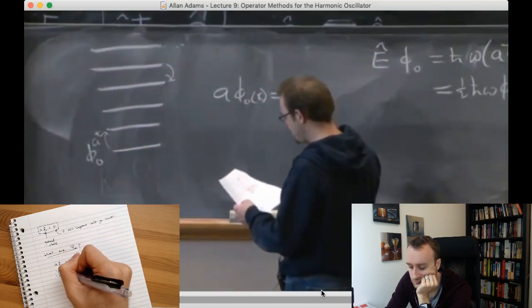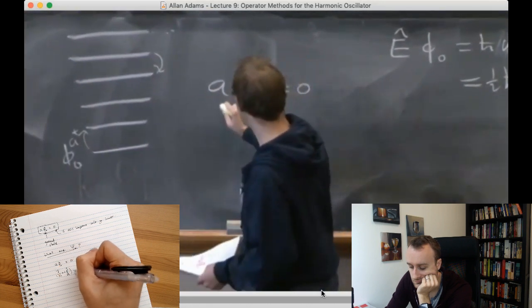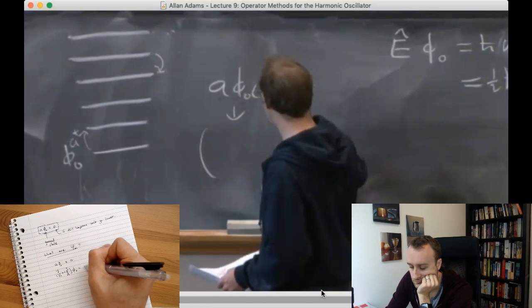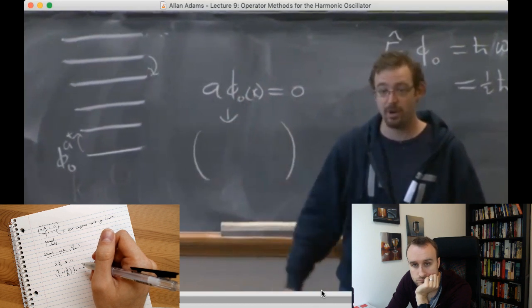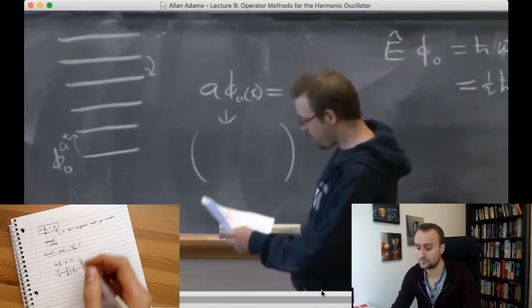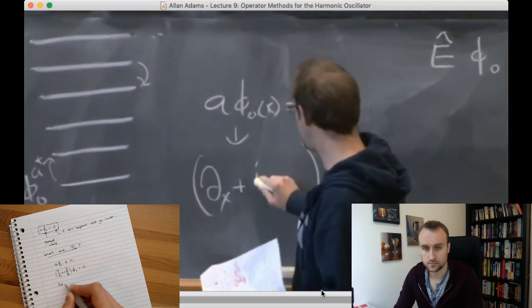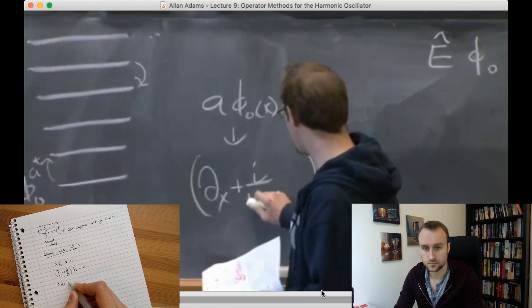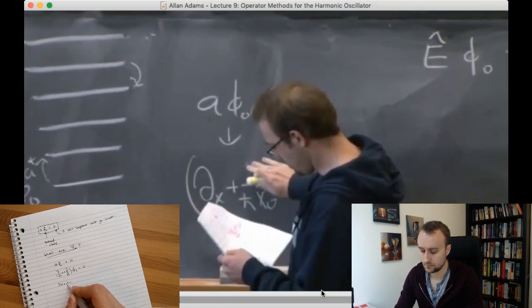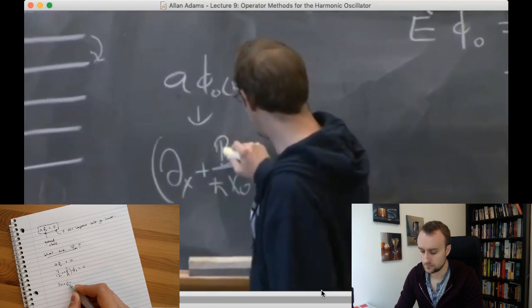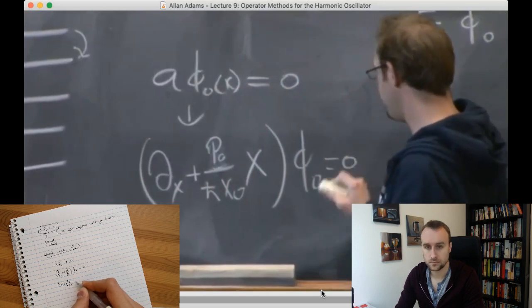And so if you write that out and multiply by some appropriate constants, this becomes the following differential equation. Well, the x is just multiplied by x, and the p is take a derivative with respect to x multiplied by h bar over i. Multiplying by i over h bar, this gives us d/dx plus p naught over h bar x naught, whoops, that shouldn't be an i, that should be p naught, good, x, acting on phi 0 is equal to 0.